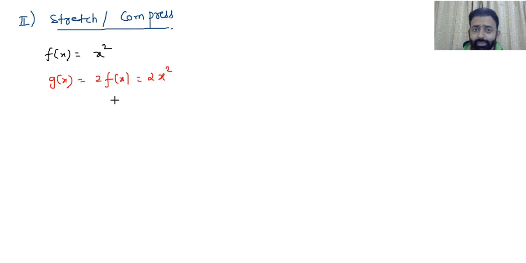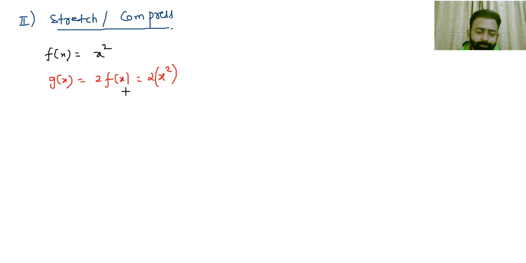If x became 2x, then that will be (2x) whole square, which is 4x². But this time it is 2x². So remember that x² has been multiplied by 2. Okay, meaning each output has been multiplied by 2. Now how can we relate this to the graph, how will the graph look, and which type of transformation is this?